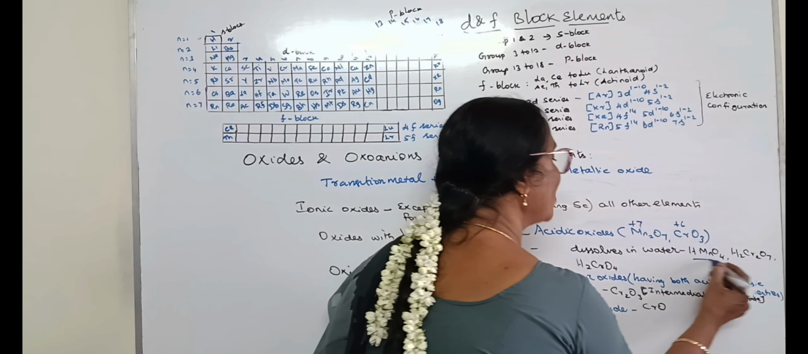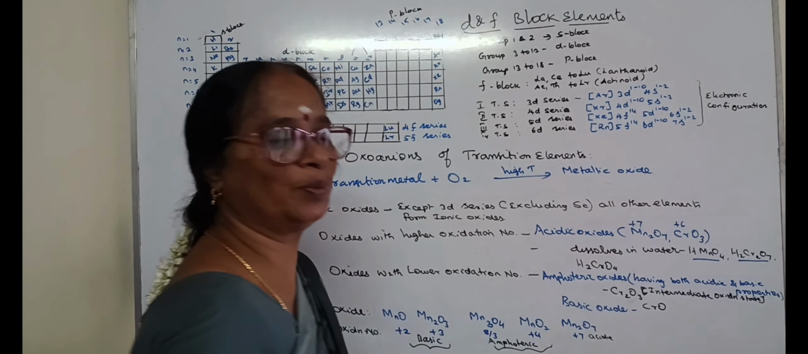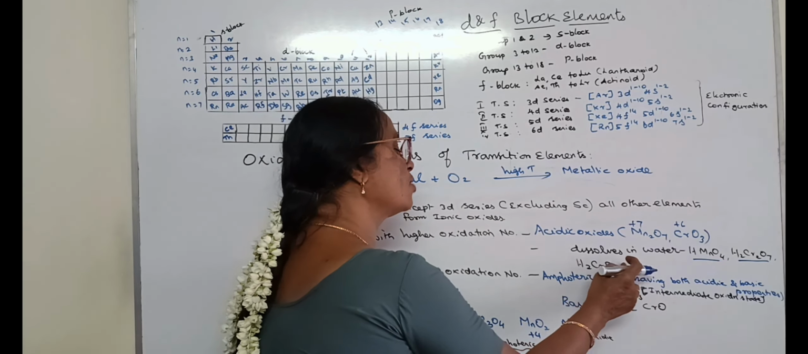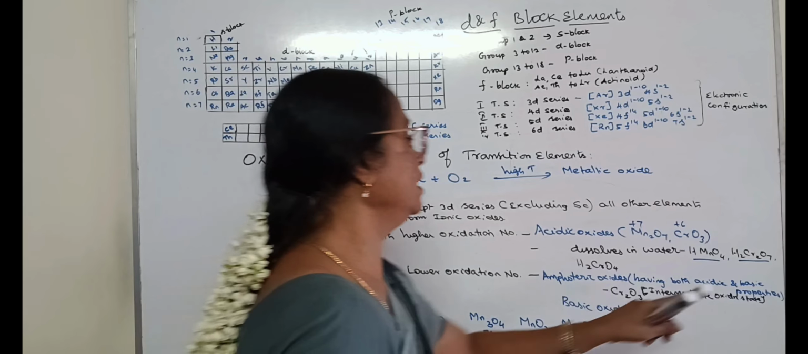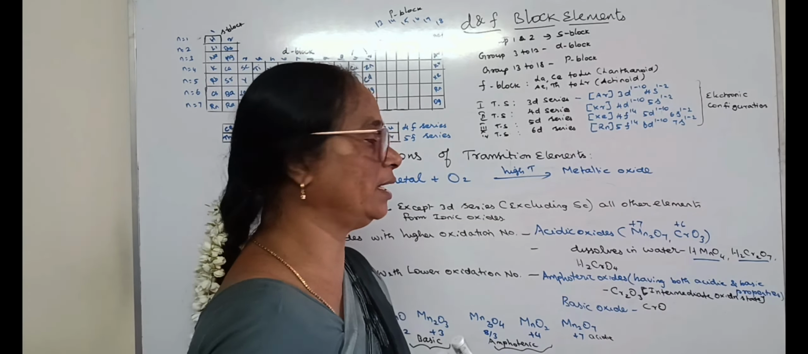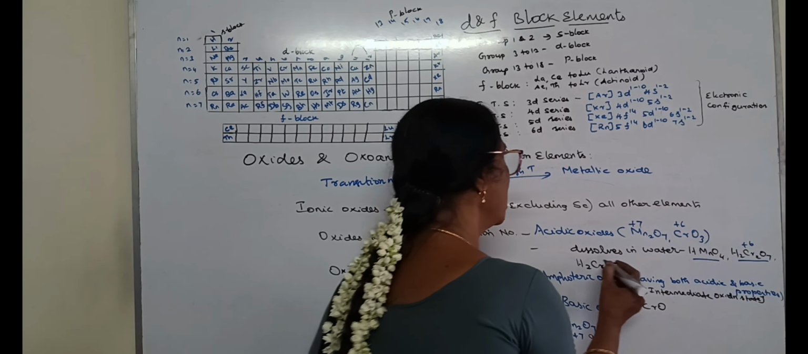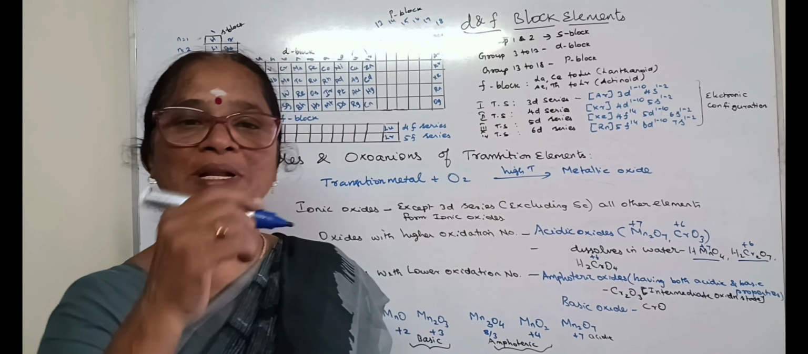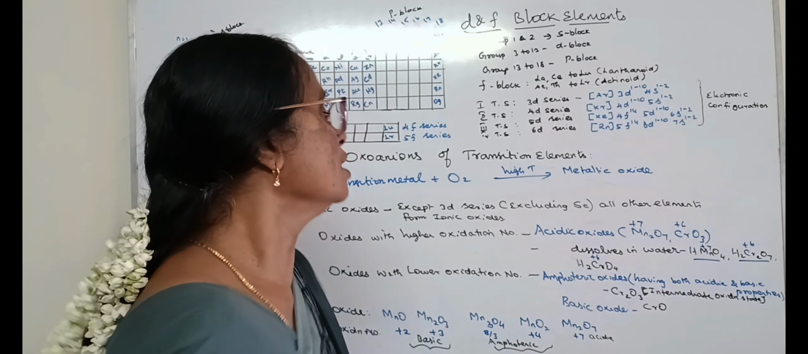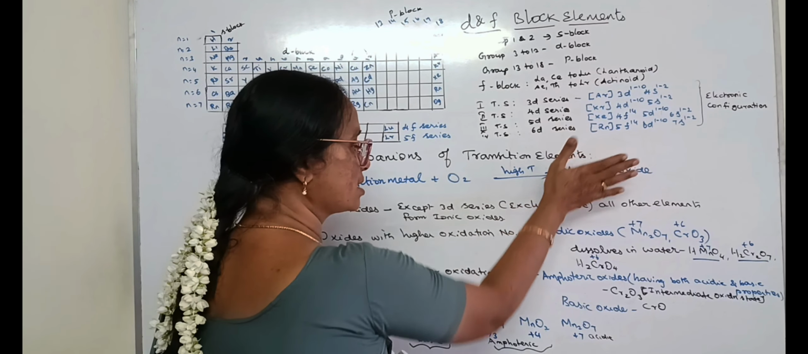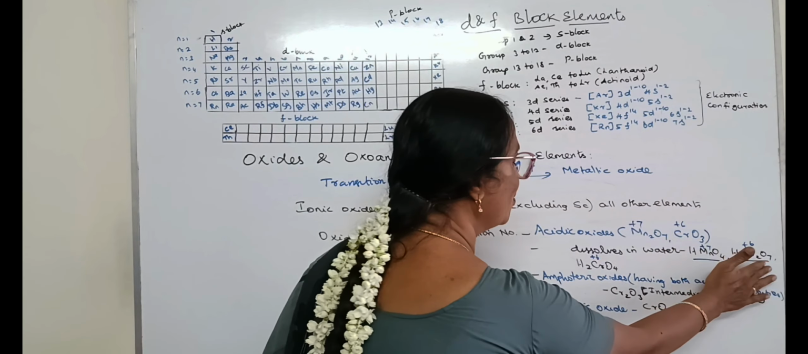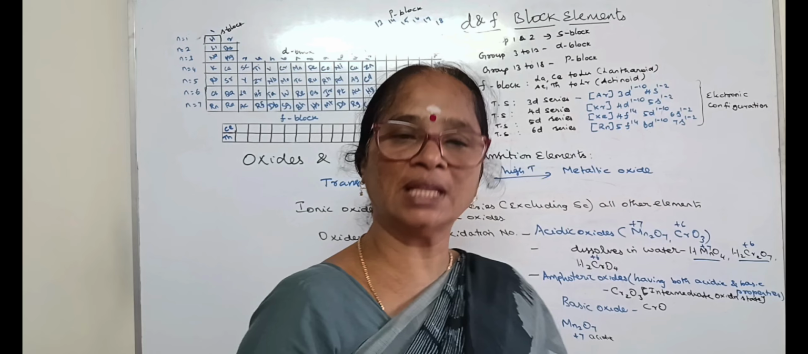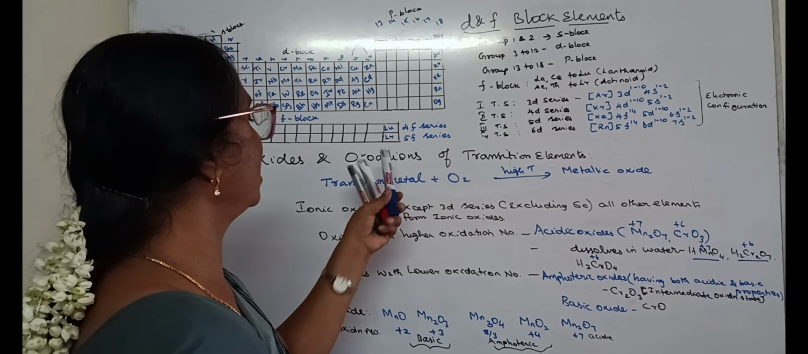The formation of the acid HMnO4 is said to be manganic acid. This is dichromic acid, and H2CrO4 is chromic acid. In dichromate as well as in chromate, the chromium is in the +6 state only, and in manganic acid, manganese is in its +7 oxidation state. So when these oxides dissolve in water, they form their corresponding acids, and the anionic parts of the acids are said to be oxoanions.